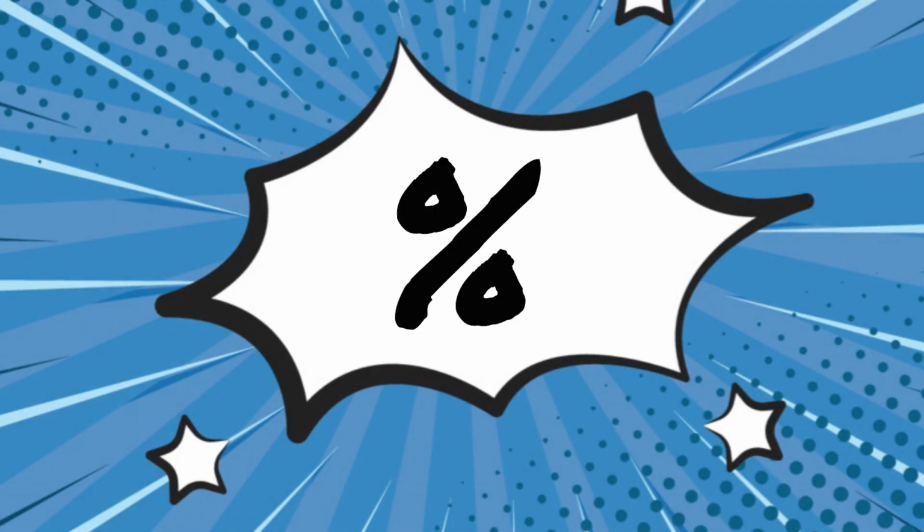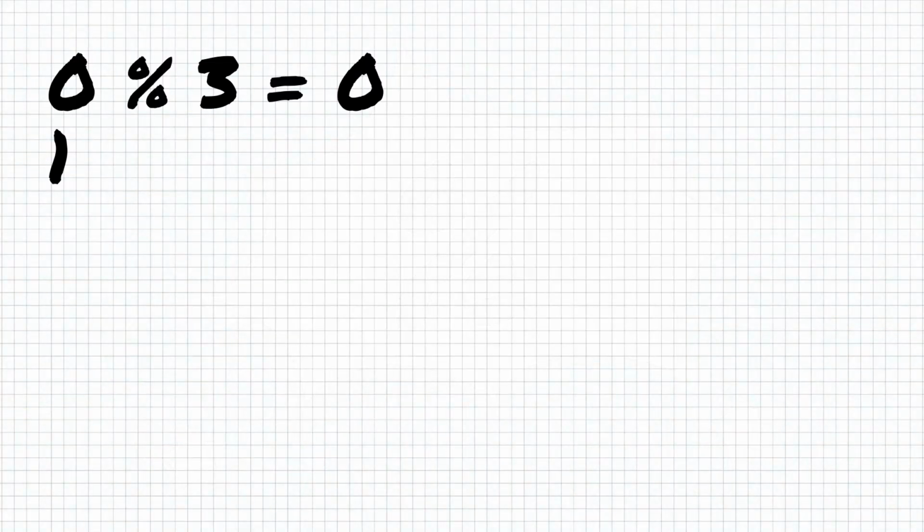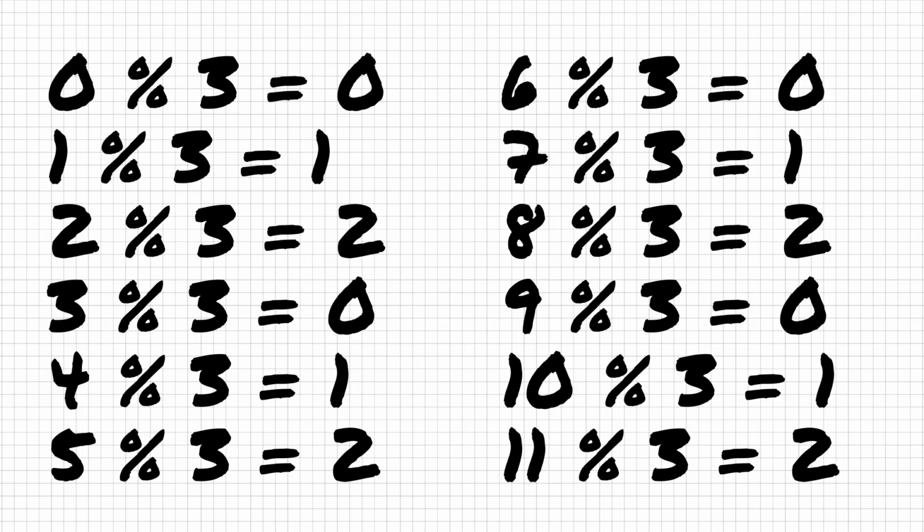Mod is great for wrapping around operations like this. When we repeatedly add and mod by a fixed value, the result wraps back to 0 once it reaches the modulus.